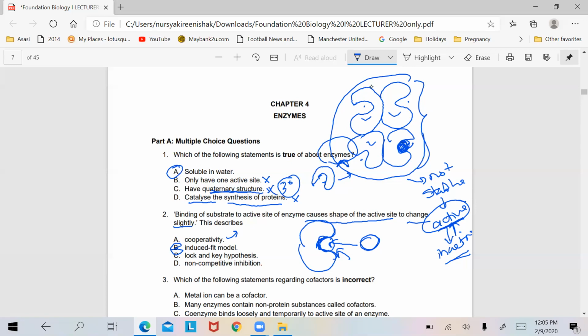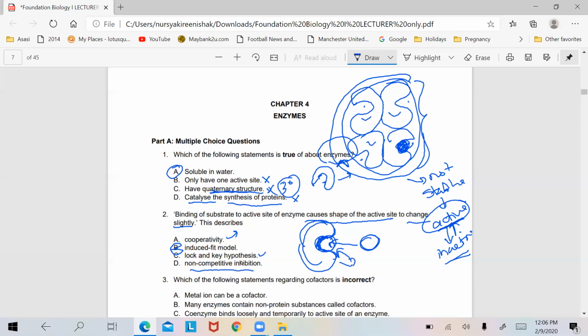It locks all the subunits to be in the active form. That is cooperativity. You need one substrate to bind to one of the active sites to lock all the subunits into the active form. Okay, and the lock and key hypothesis is where the substrate and the active site of the enzyme have shapes that complement each other. So that is the lock and key hypothesis. The binding between the substrate and the enzyme forms the enzyme-substrate complex.